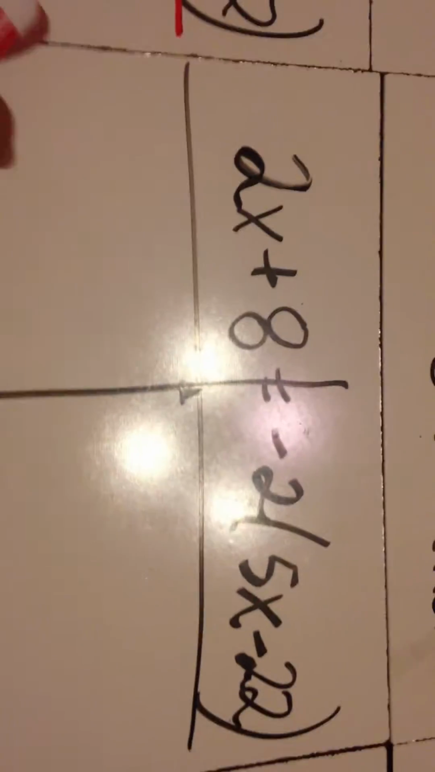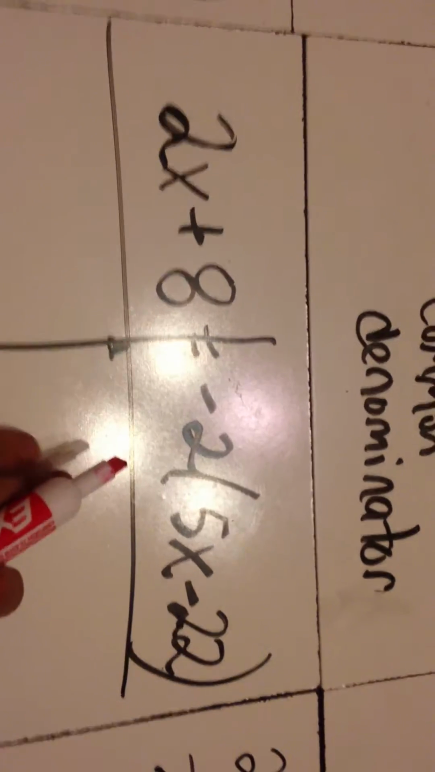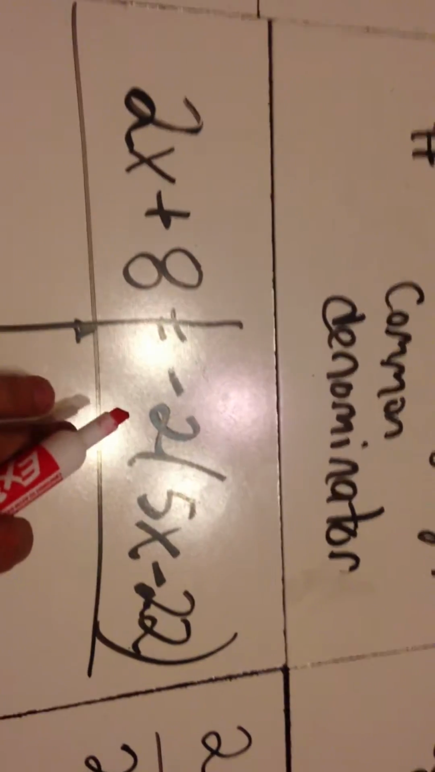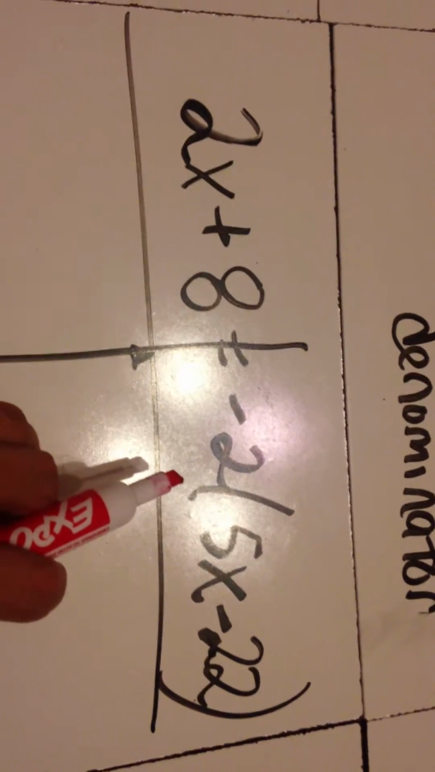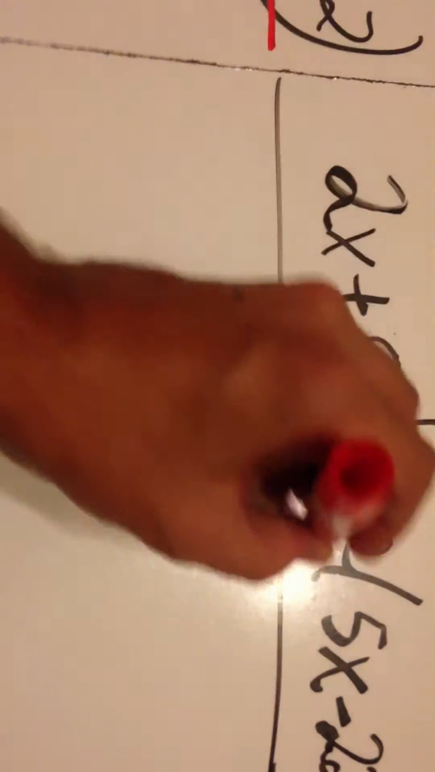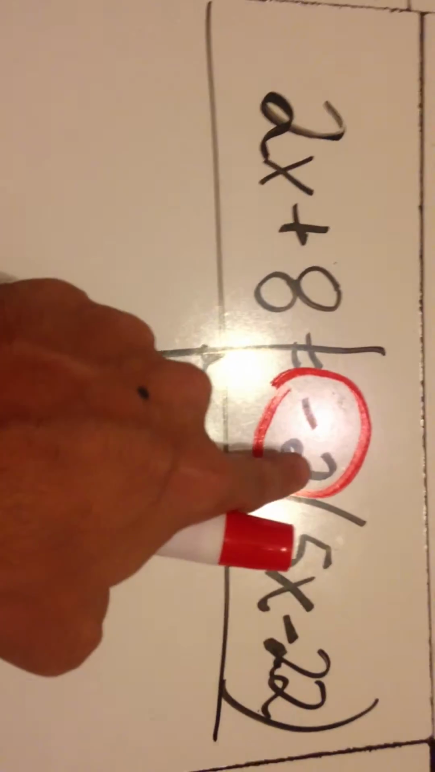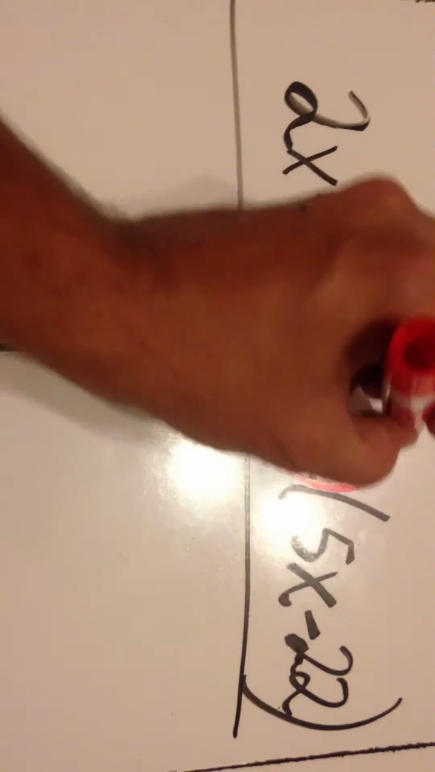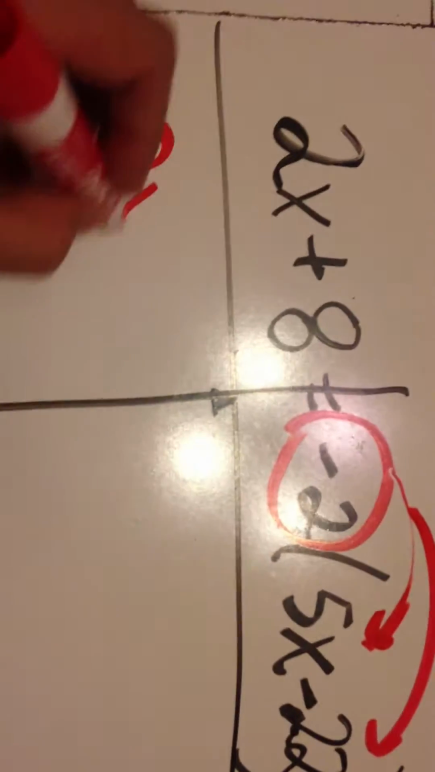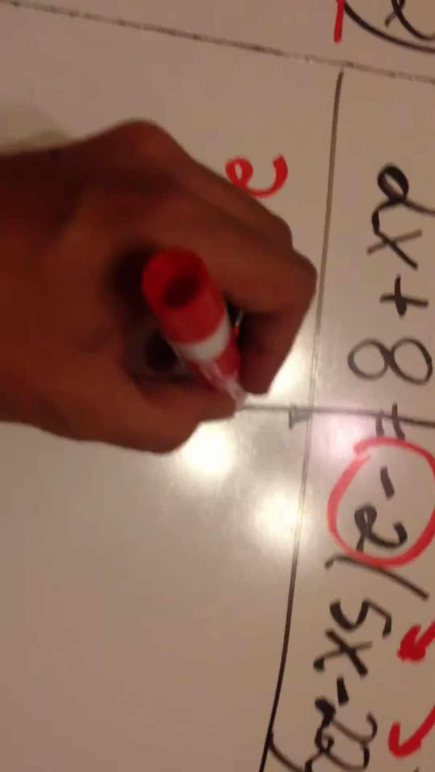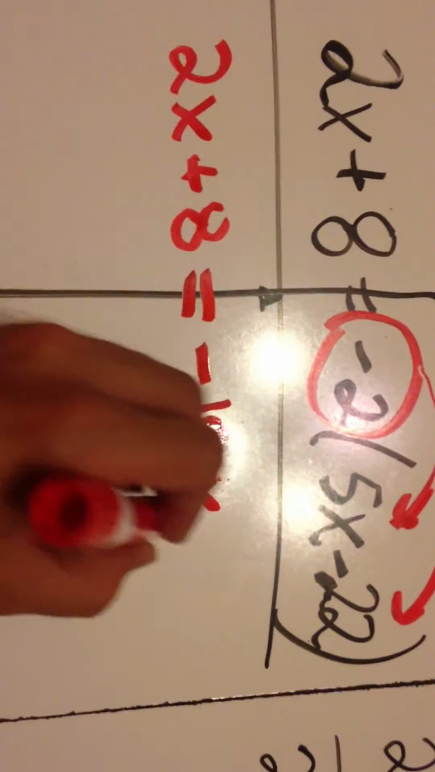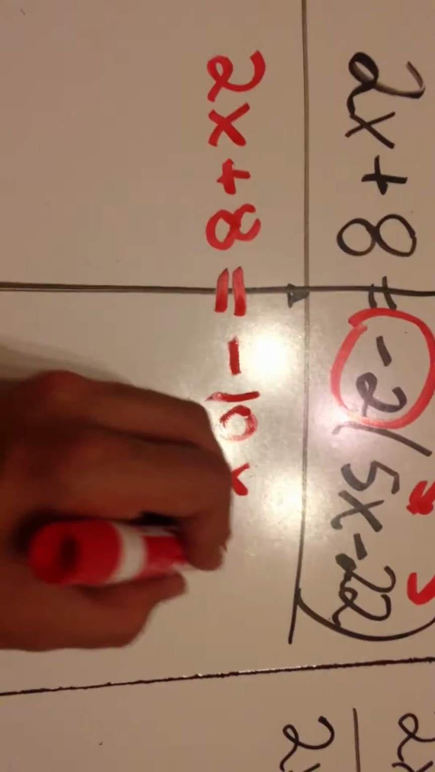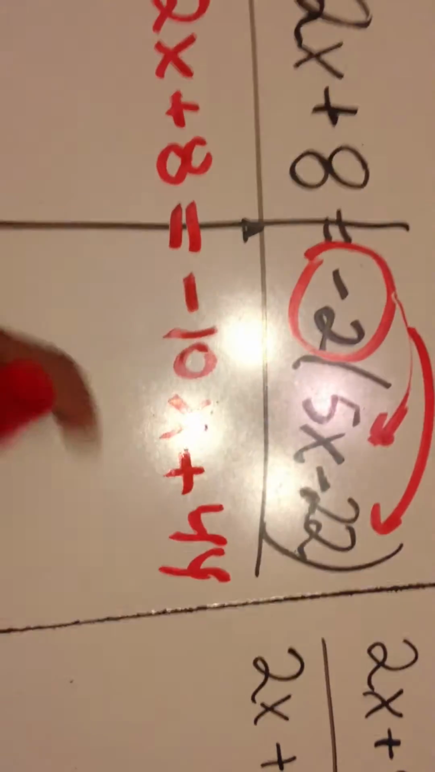So in this case, when you look across, the thing you should notice is the parentheses. So we have negative 2 times parentheses. So what you do is you distribute what's directly in front of the parentheses. In this case, it is a negative 2. Not just 2, but negative 2. So you multiply that to both terms. So we rewrite 2x plus 8 equals negative times a positive is a negative 10x, and a negative times a negative is a positive 44.